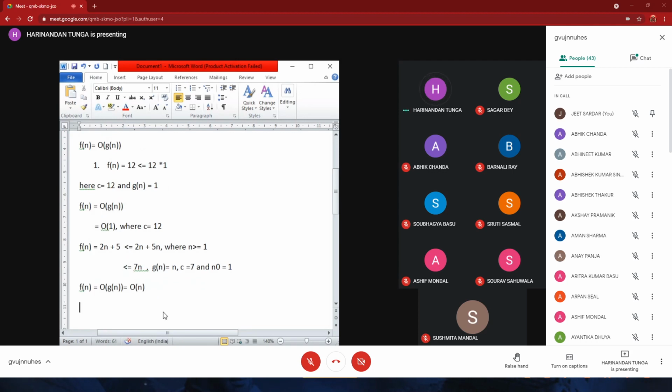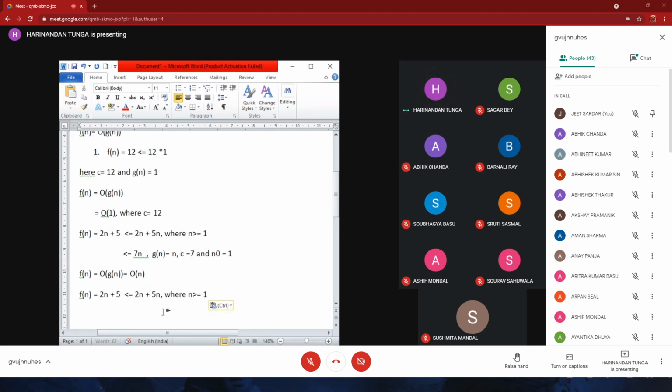Another way, আমি এখানে নিলাম only n. Yes, 2n plus n less than equal to 2n plus 5 less than equal to 2n plus n, where n greater than equal to 5, then this relation is true, otherwise not.